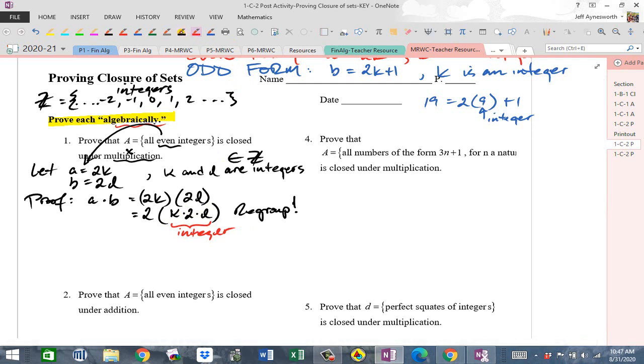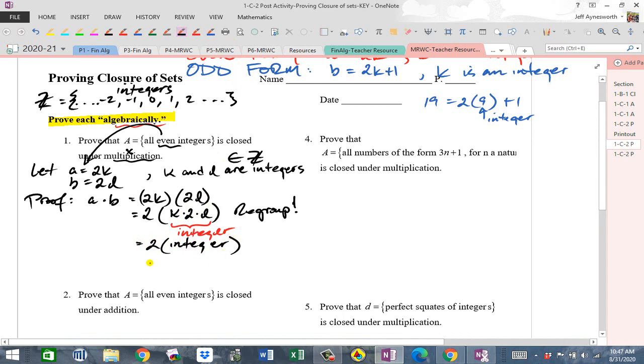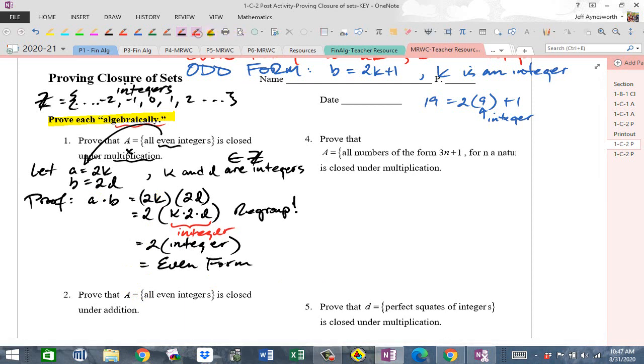And because of that, we have 2 times some integer value, which means it has to be even. This is even form. And if it's even form, the result must be even. So A and B must be even. Here's the thought process again. This is an even times an even integer, times another even integer, is an even integer. And that's why it is closed, because the result is back in the set. That's what closure is all about. Under a particular operation, if you multiply 2 even integers and you get an even integer, well, then it's closed.